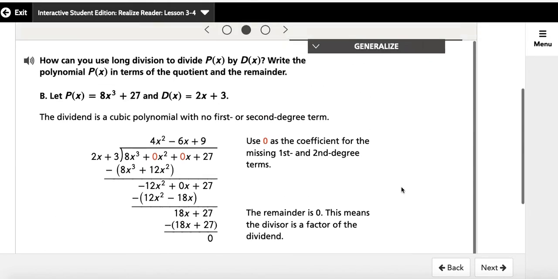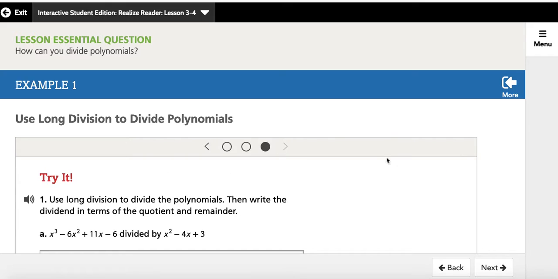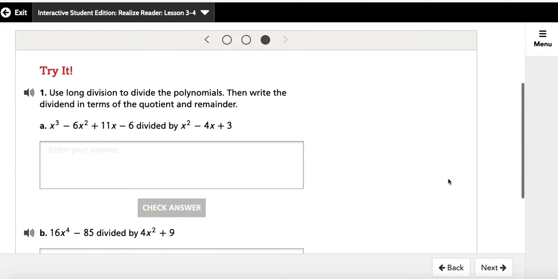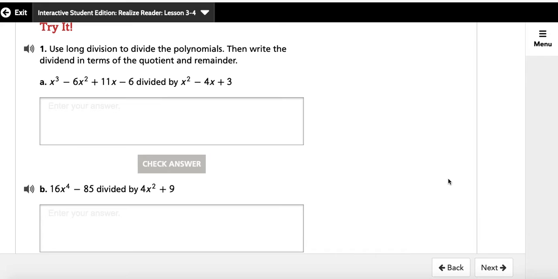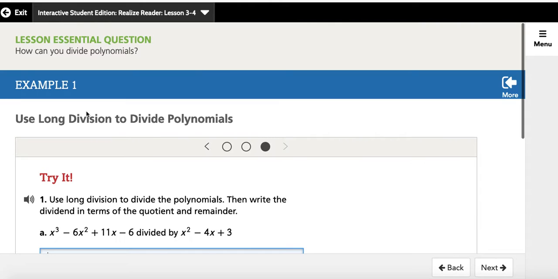All right, and now they probably have one or two for us to try. They have two for us to try. Use long division to divide the polynomials, then write the dividend in terms of the quotient and the remainder. Okay, give it a shot. Oh, this is a little more complex. It's not dividing by a binomial, so you'll have to keep that in mind. You've got three terms there. And this one looks tricky because it has 4x squared and there's not an x term. So these might be ones that I should do for you, but I'll still give people a chance to do them on their own and see if you get the right answer.